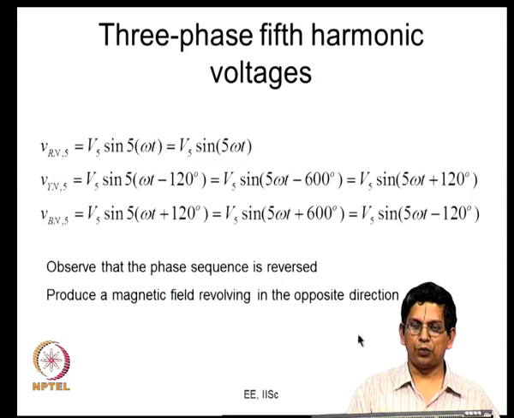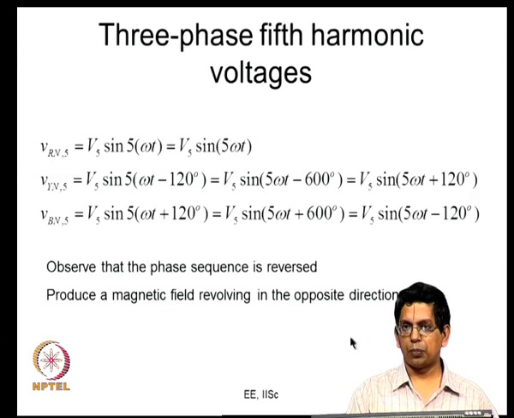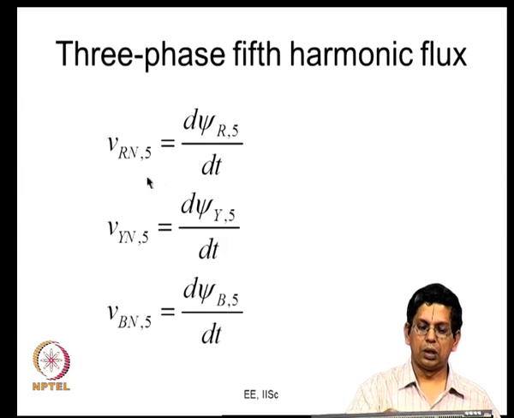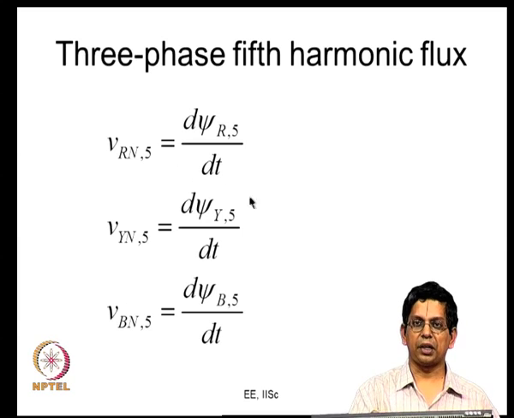You all know that if you change two terminals of an induction motor, R Y B, if you swap two of those terminals, the motor will run in the opposite direction. So, this is what VRN5 does. It also produces a magnetic field, and those flux linkages are given by these equations now.